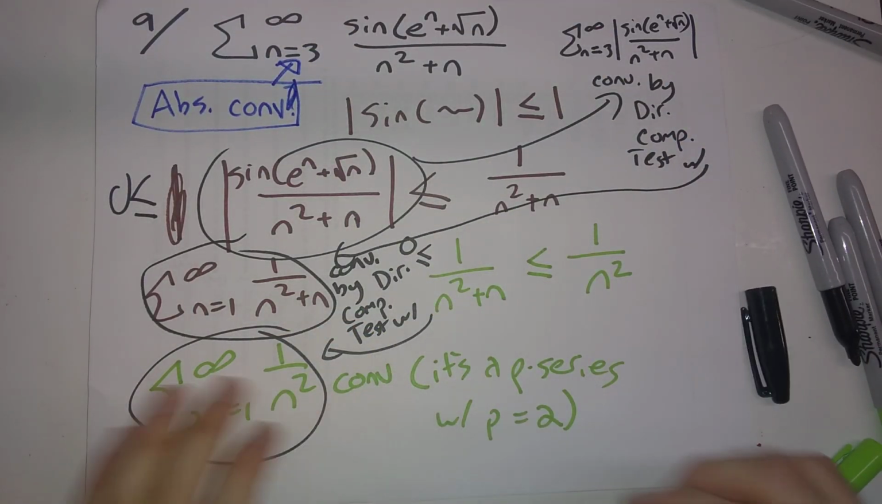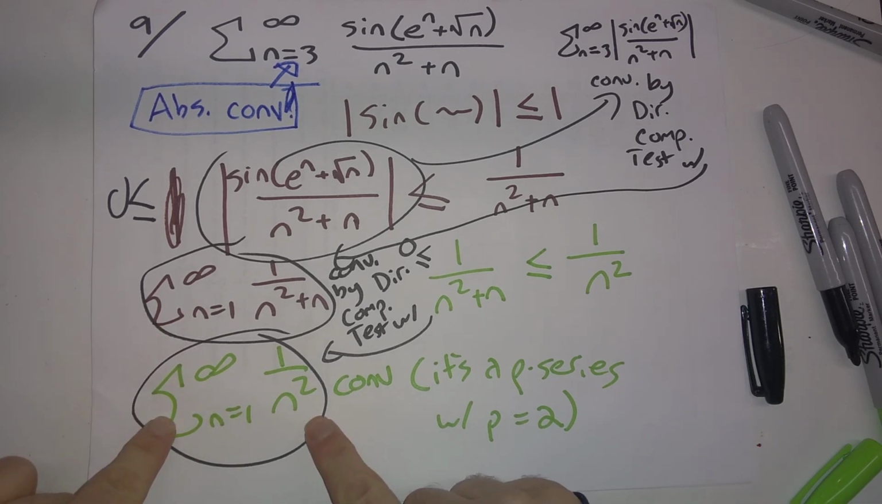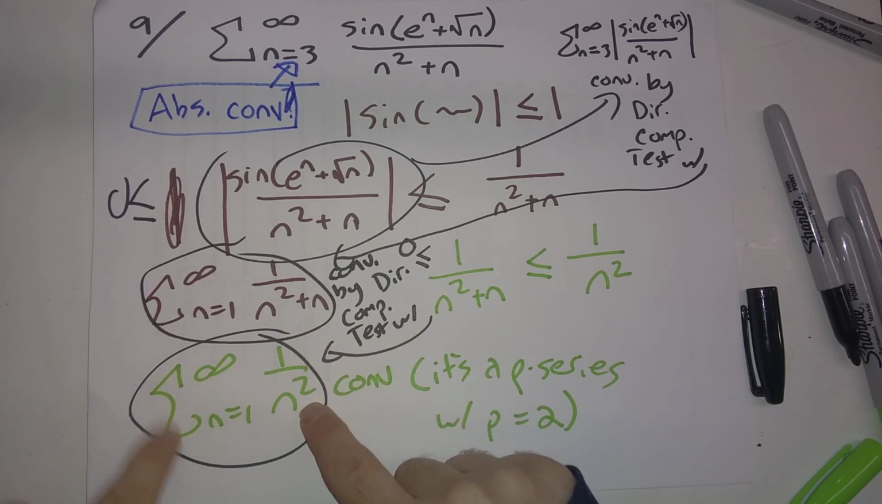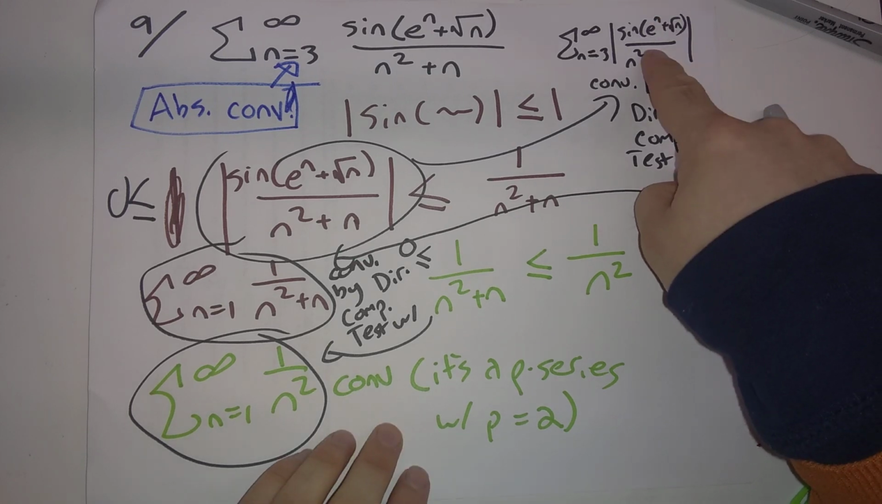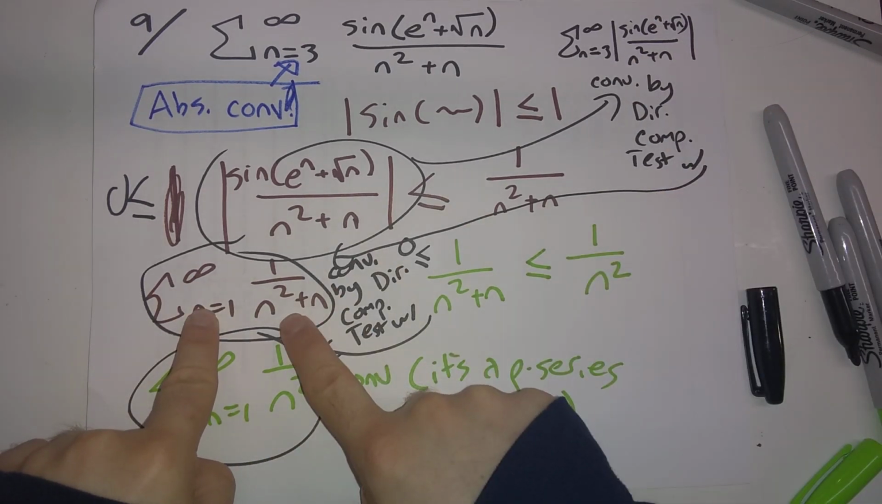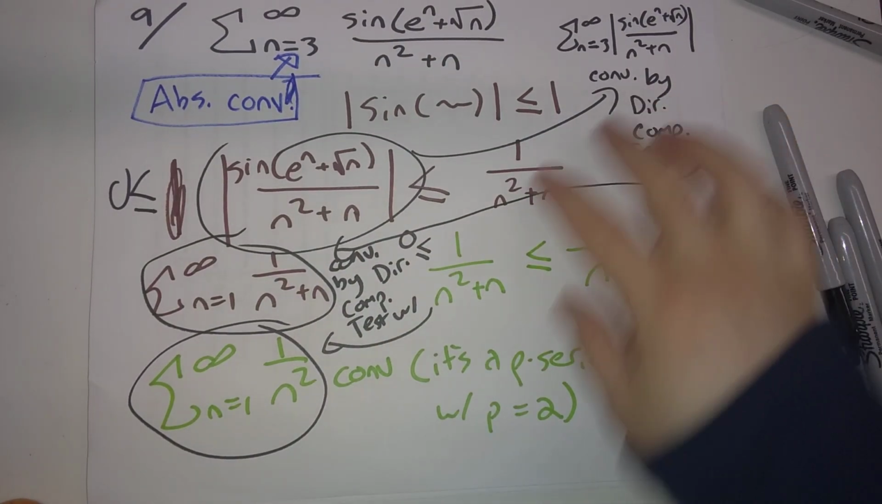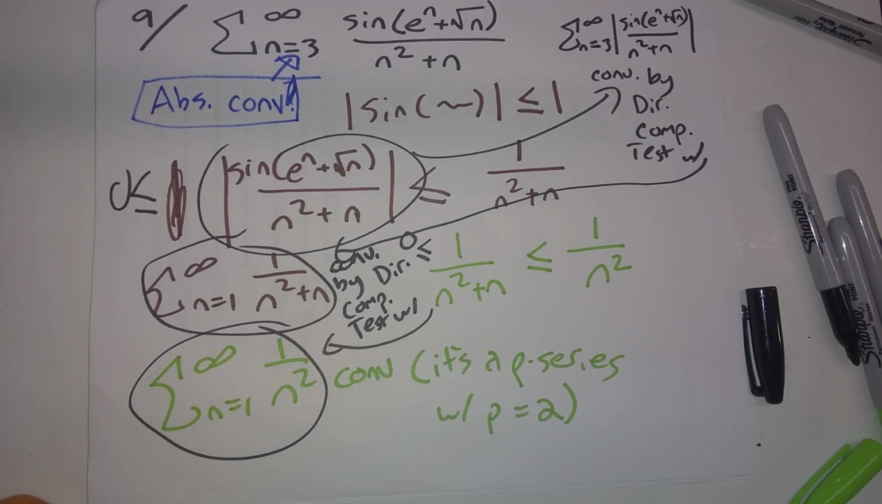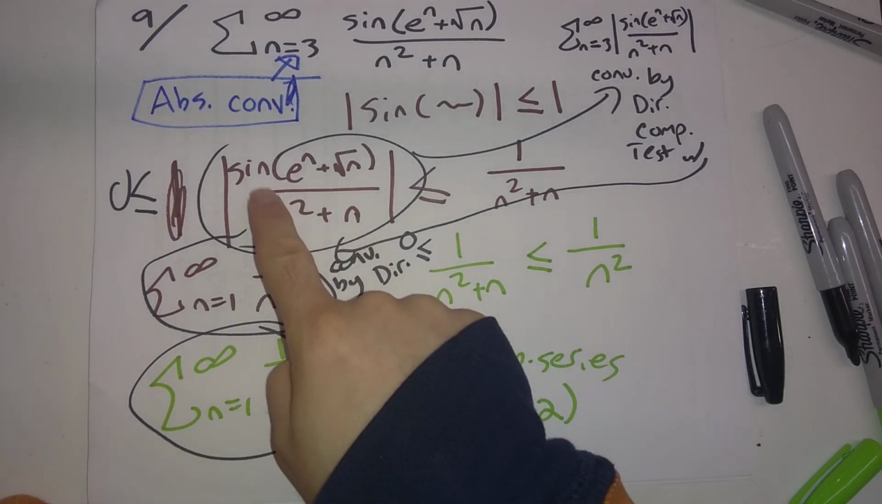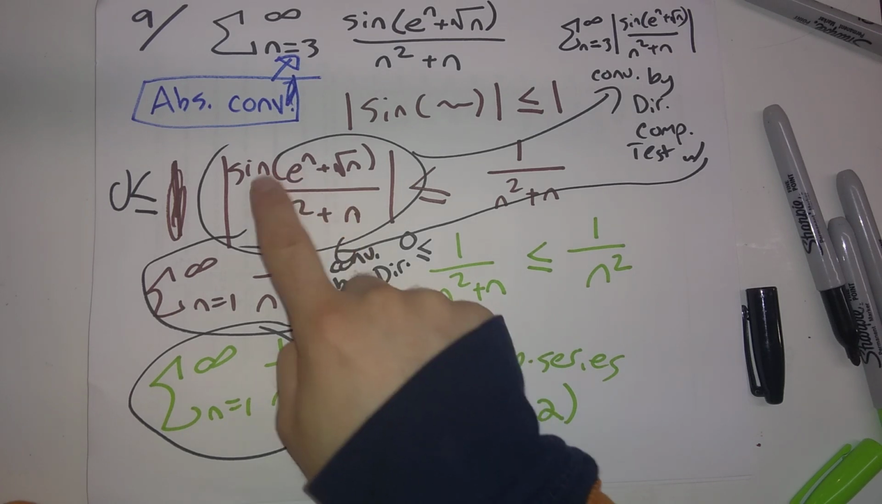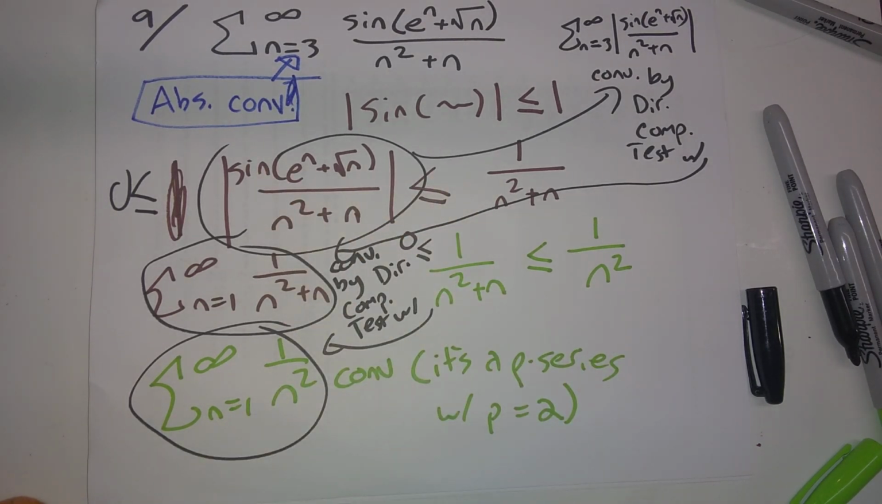So just to recap all of this: this series converges because it's a p-series, this series converges by direct comparison test with this, and so this series converges by direct comparison test with this. And so therefore this series absolutely converges. But the key step in the problem is that whenever you see a sine or a cosine, you very much should be thinking absolute convergence, because sines and cosines are sometimes positive, sometimes negative, and so we can show that yes, it is absolutely convergent.